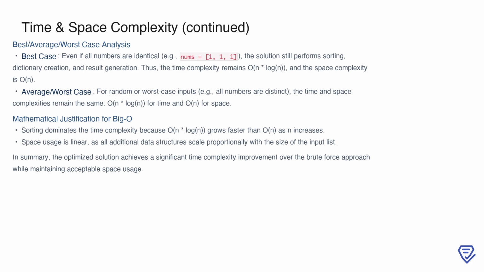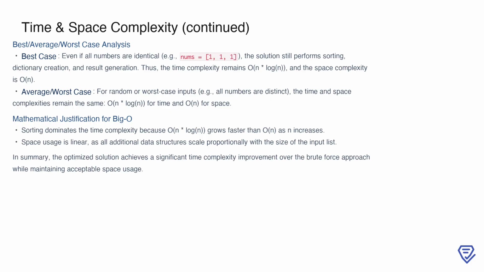Finally, let's analyze the best, average, and worst cases for this solution. In the best case, where all numbers in nums are identical, the algorithm still performs sorting, dictionary creation, and result generation. Thus, the time complexity remains O(n log n), and the space complexity is O(n). For average or worst-case scenarios, such as when all numbers are distinct, the time and space complexities remain consistent at O(n log n) and O(n), respectively.